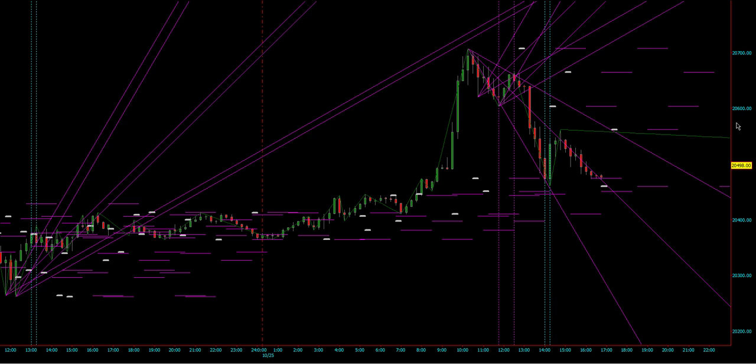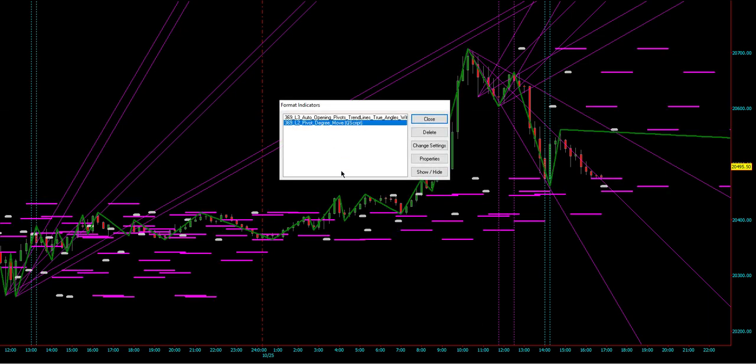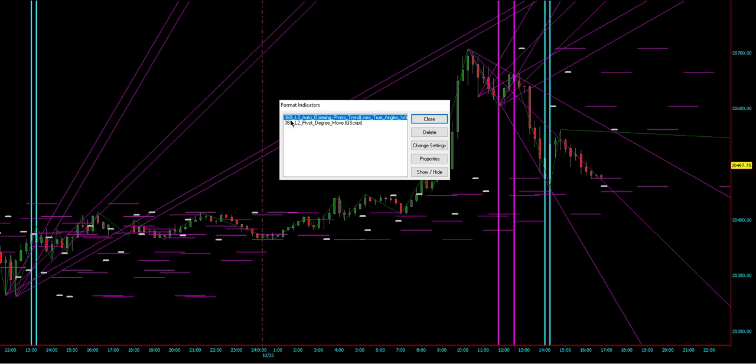In this quick demonstration, we are going to demonstrate the coming together of two tools for very high precision entry, in terms of price and also in terms of time. Indicators of interest: 369 L2 pivot degree move, and the second one is 369 L3 auto opening pivot trend lines.